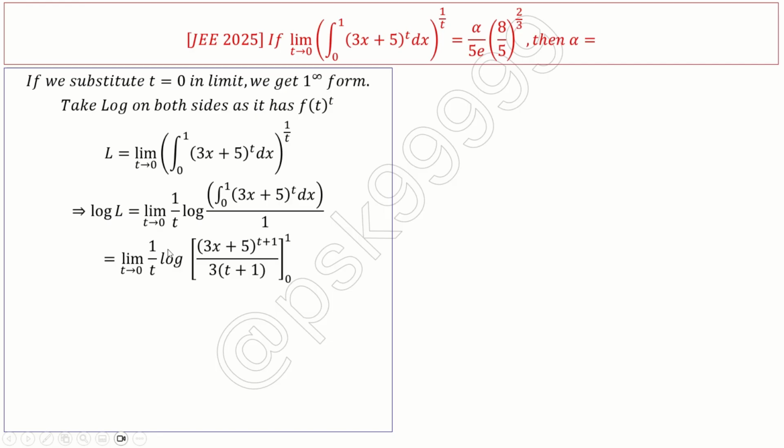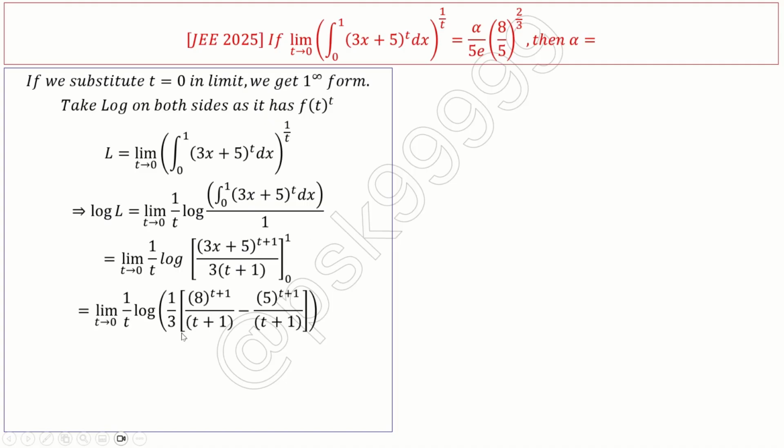So this is the limit t tends to 0 of 1 by t log of this integration. This integration is simple, (3x plus 5) to the power of t dx. Look, the variable is not t, the variable is x. So the integration of this is (3x plus 5) to the power of t plus 1, divided by t plus 1. Because there is a coefficient of 3 in front of x, you will also divide that by 3. The limits are from 0 to 1.